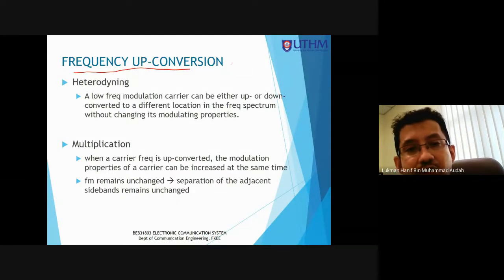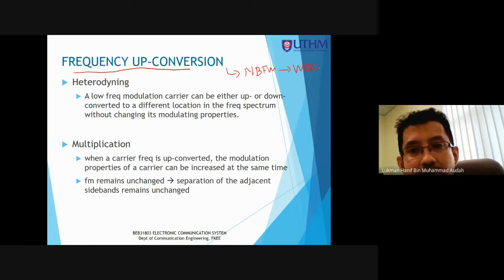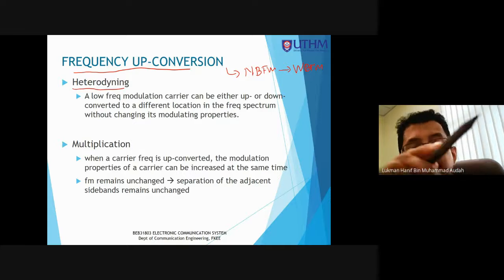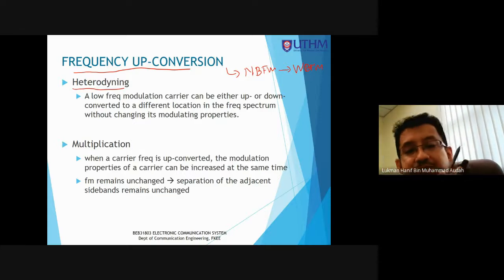That means we want to change narrowband FM to wideband FM. That means we want to increase the frequency. So how to do that? We can do the heterodyning process or using the multiplication process. Okay. So heterodyning is, the word heterodyne means that we mix up with another signal. Heterodyne means mix. So that means heterodyne kita perlu buat proses darab, mixing.